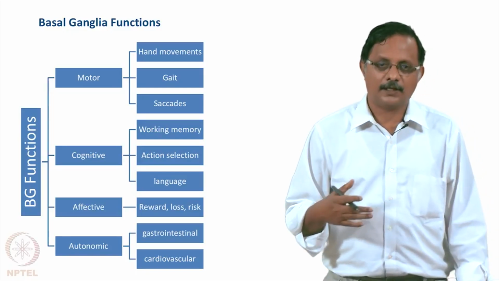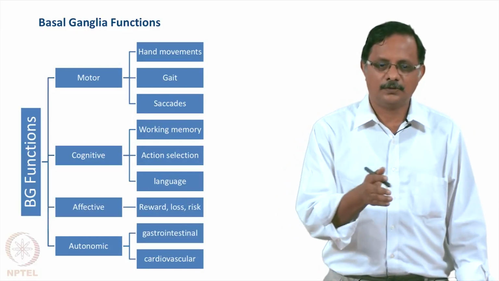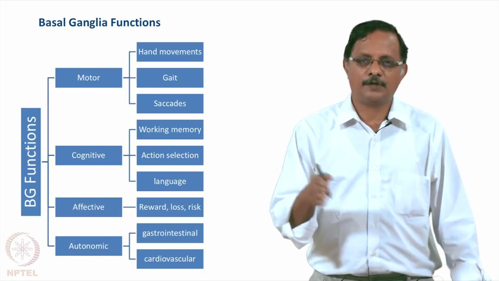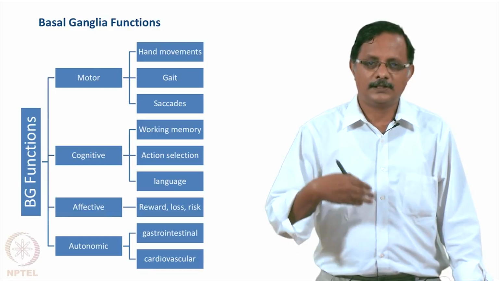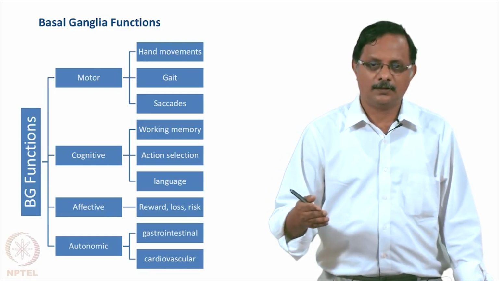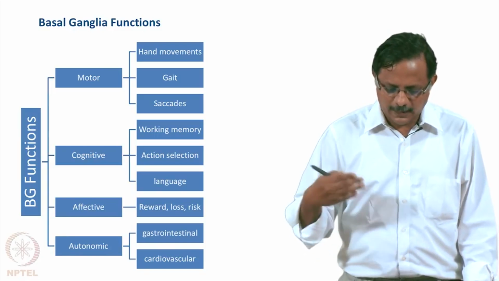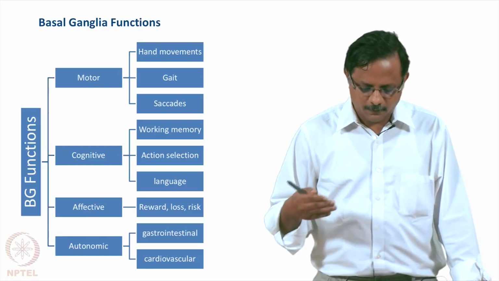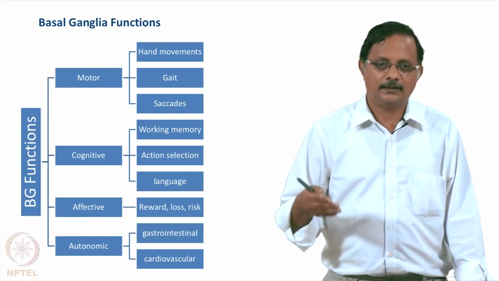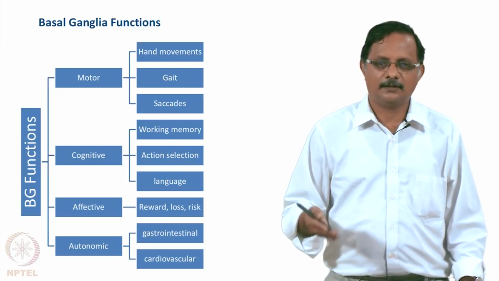So, in cognitive, they control working memory or action selection. So, if you have multiple actions among which you have to choose the best action, how do you choose that? Based on which action is going to be most rewarding. This function is strongly controlled by basal ganglia, and then language also. Then affective, it controls the reward, loss and risk. In autonomic, it controls gastrointestinal processes and cardiovascular activity.